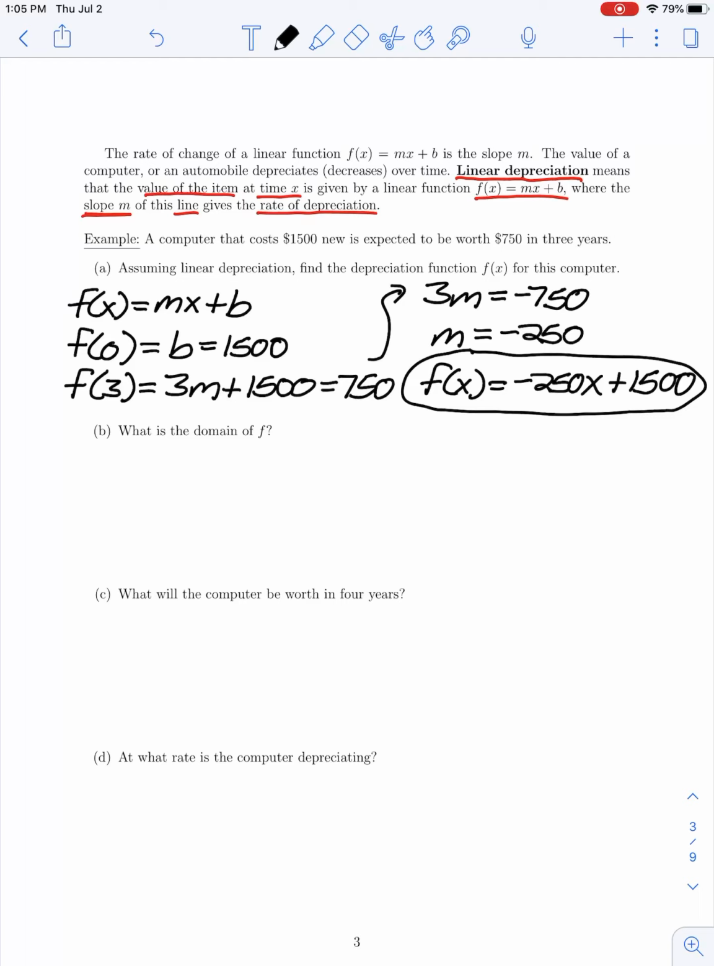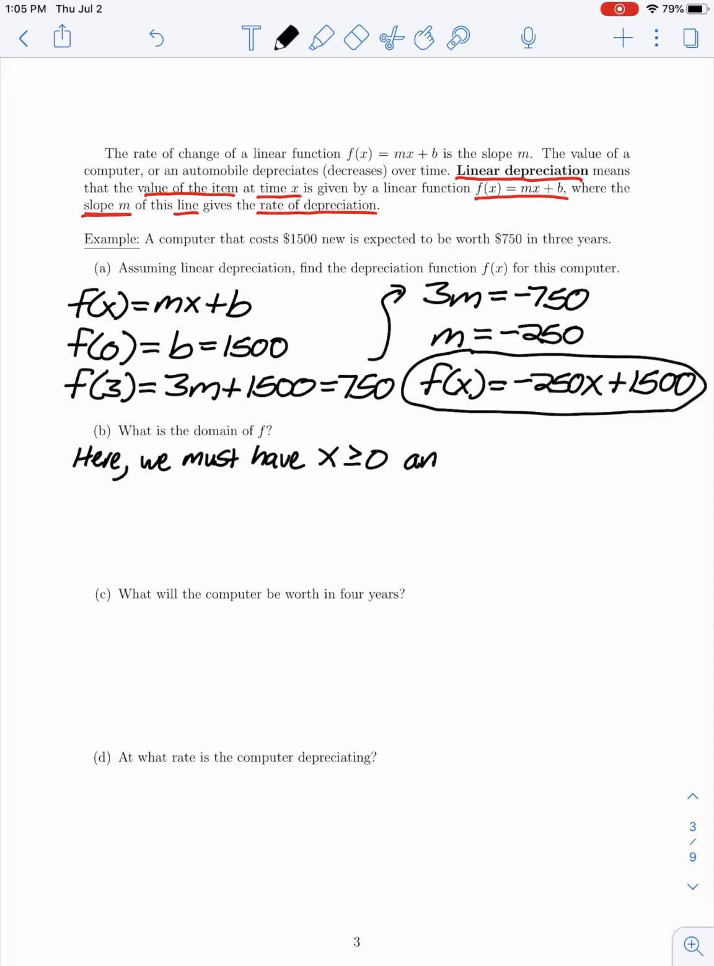There's no restrictions on x. But we know here that in order for this problem and this function to make sense, we can't have negative values for time, and we cannot have a value of our computer that is negative. So here, I'll say we must have x, which is the age of our computer, be greater than or equal to 0. When we first buy this machine, its age is 0, and we're not considering its value before then.